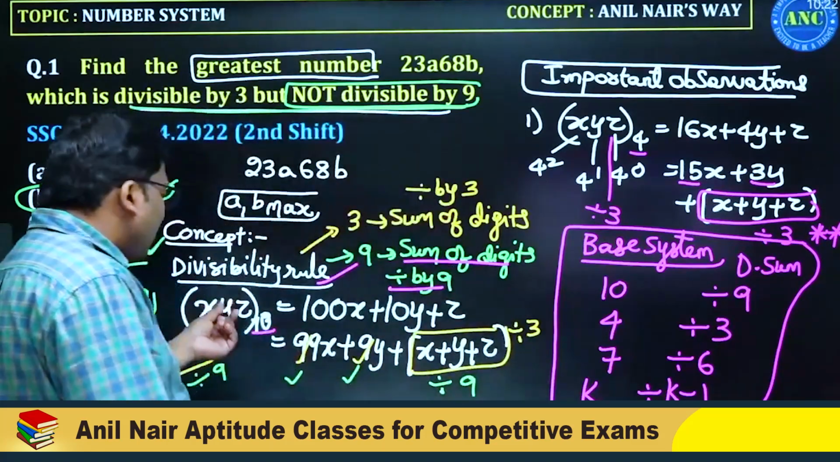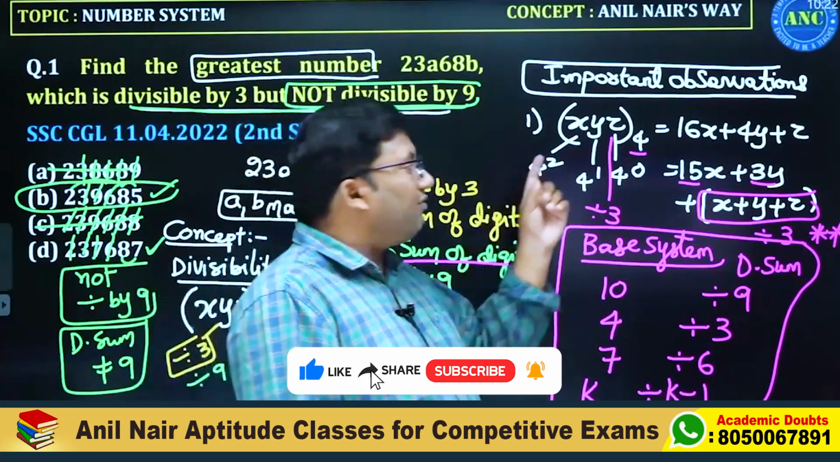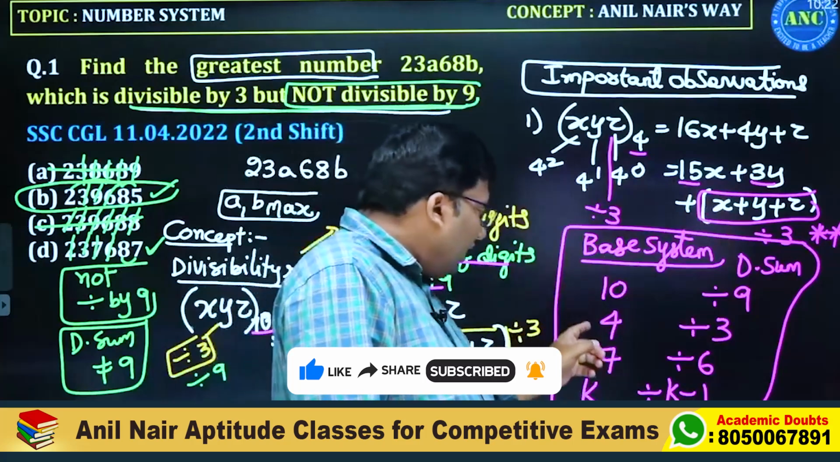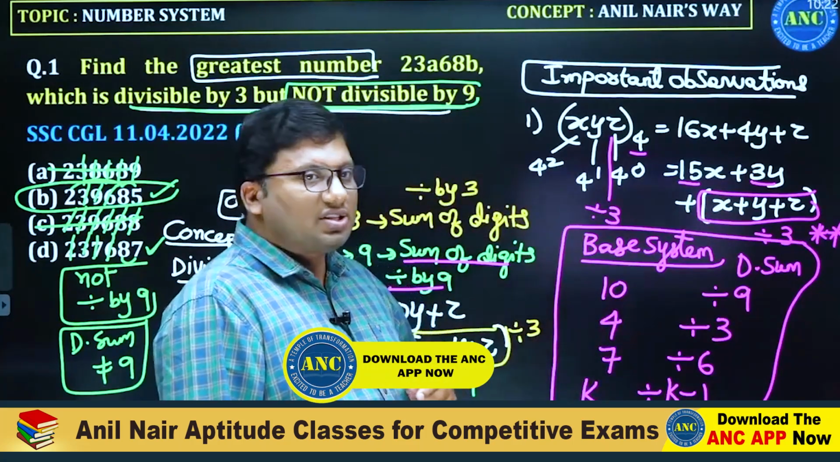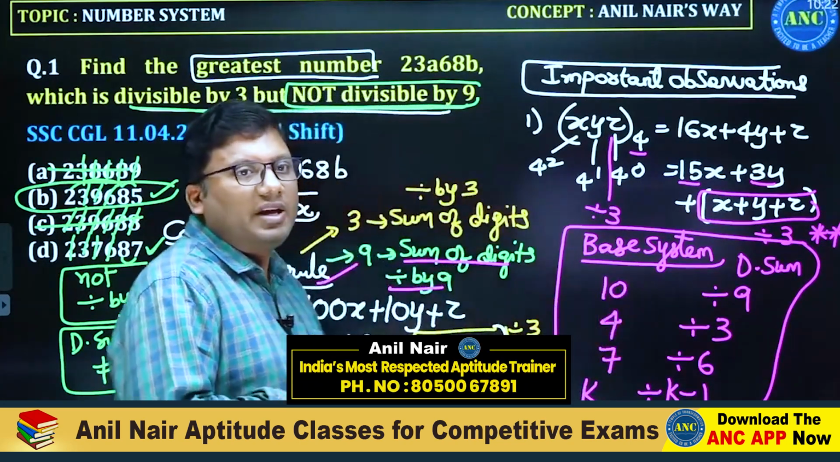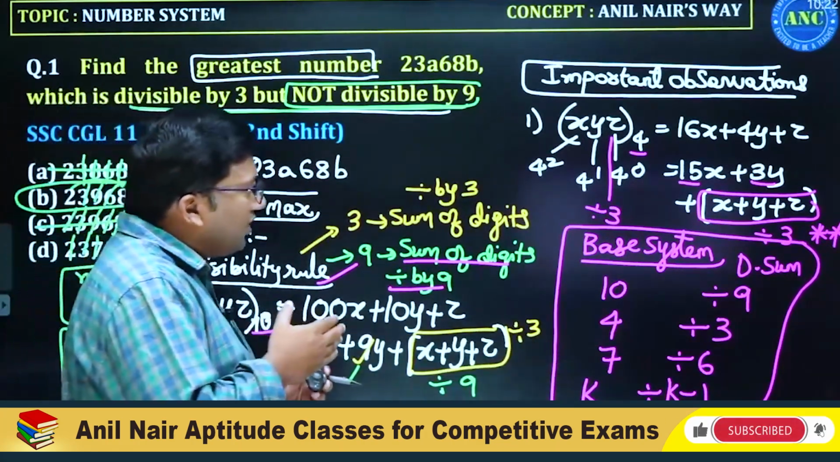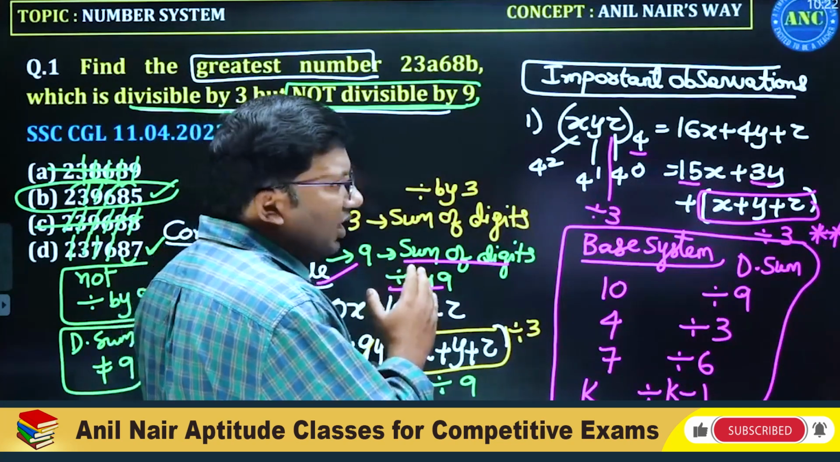In base system 10, the sum of the digits is divisible by 9. In base system 4, the sum of the digits is divisible by 3. In base system 7, the sum of the digits is divisible by 6. In base system k, the sum of the digits is divisible by k minus 1. I hope the idea is very much clear to you.